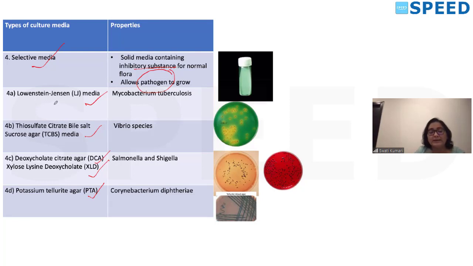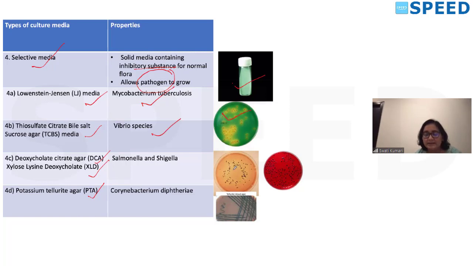Now coming to Lowenstein-Jensen media, this is the picture of your Lowenstein-Jensen media used for Mycobacterium tuberculosis. Then you have TCBS. This is the TCBS, which is showing yellow colony of Vibrio cholera. So TCBS is for Vibrio species.